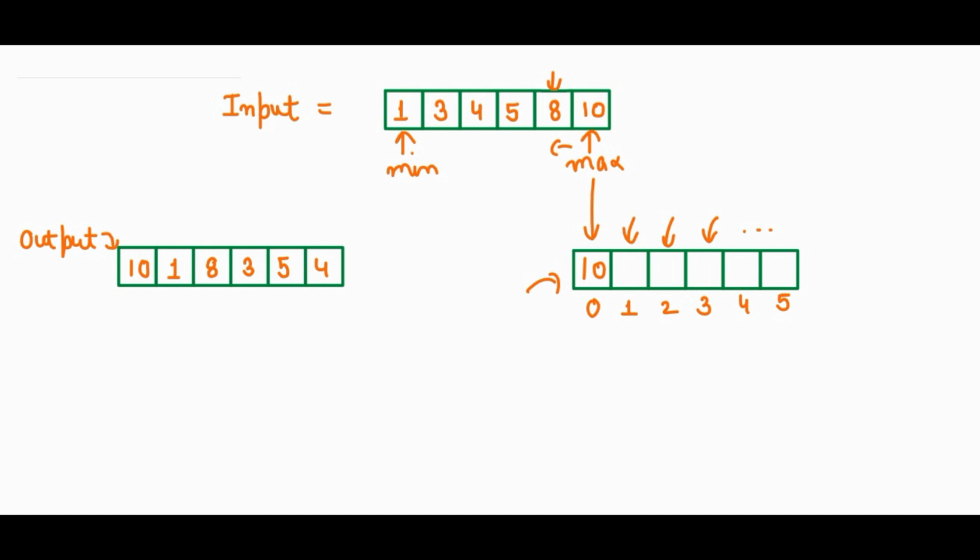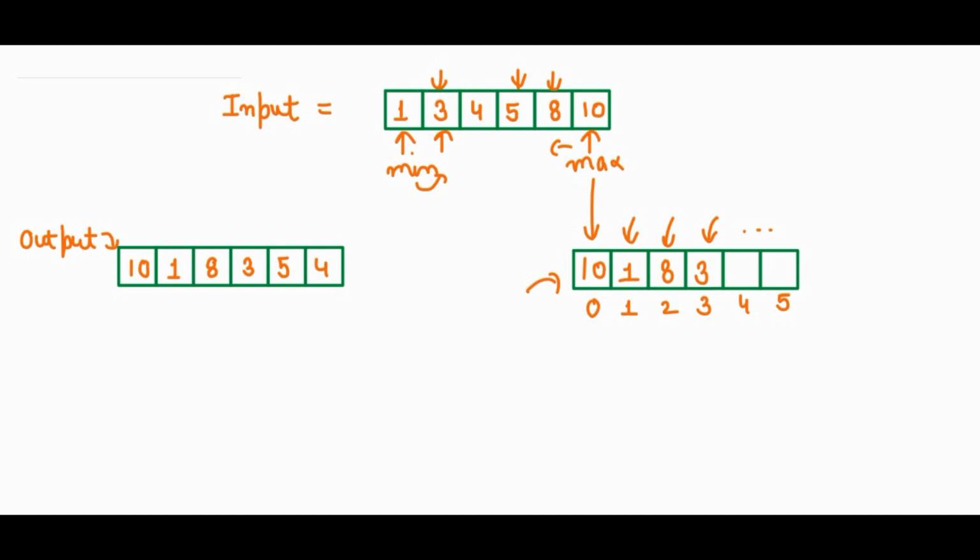Now we need the min element. Our min pointer is pointing to 1. We will put whatever element the min pointer is pointing to, which is 1, here, and we will increase our min pointer. Now it will point to 3. Now we need the next max element, so it will be 8, and our max pointer is pointing to 8 only. So we will directly put 8 here and decrease our max pointer. Same way, we want the second min element. The second min element is 3, and our min pointer is pointing to 3. So we will put 3 here.